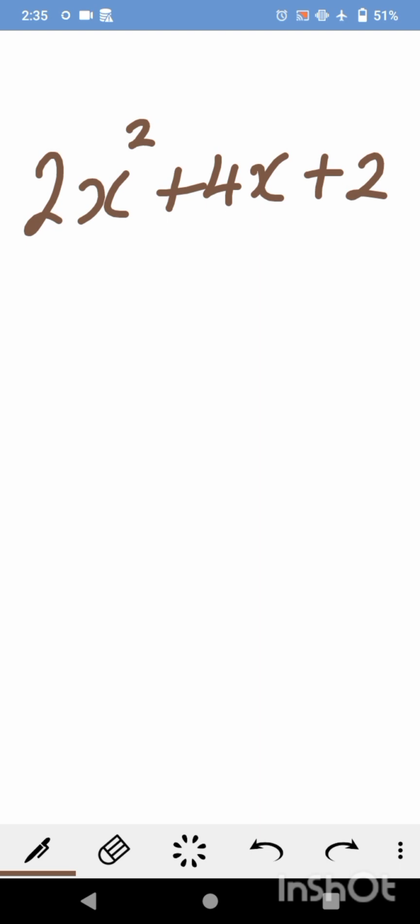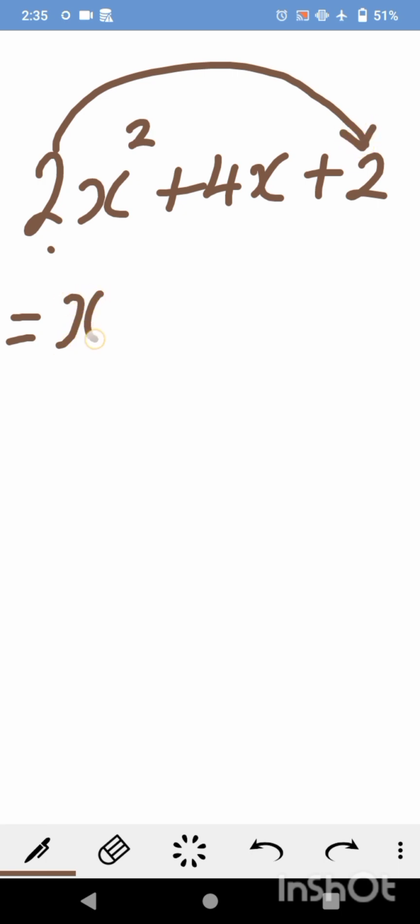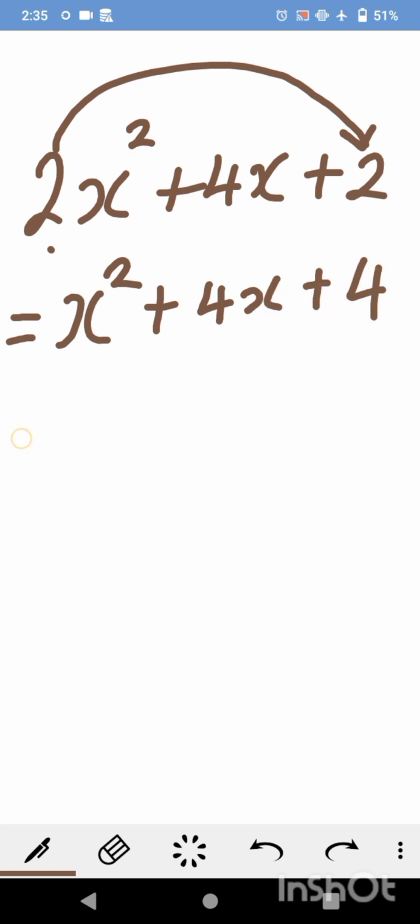Okay, so we are going to learn how to factorize this. Now, the method I want us to use is we remove this 2 from the leading coefficient, use it to multiply this one, so it becomes x squared plus 4x plus 4. Alright, the next thing to do is to look for the product factor and the sum factor. Two numbers that when you multiply will give you plus 4, and when you add give you plus 4. They are plus 2 and plus 2.